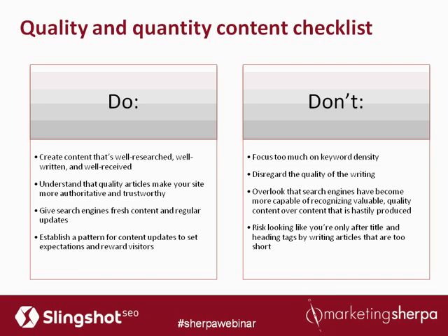And finally, don't risk looking like you're only after title and heading tags by writing articles that are too short. Now, a rule of thumb that I've heard a lot is around 300 words. Like I mentioned, doing anything less looks like you're only after some of those key tags. So you want to make sure your copy is long enough and that you can work those keywords into your copy in a natural way and not in an artificial way.